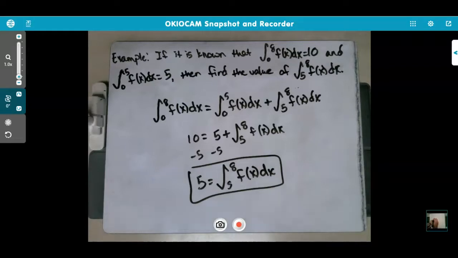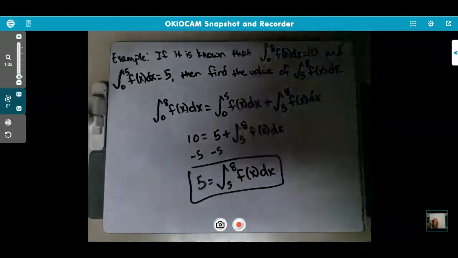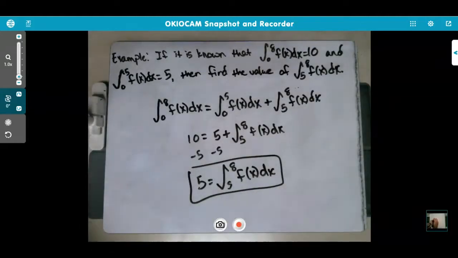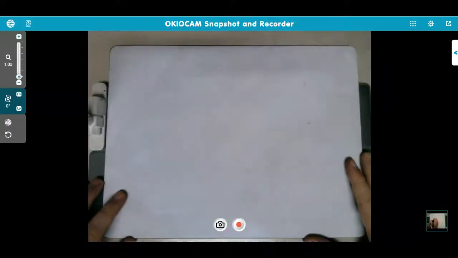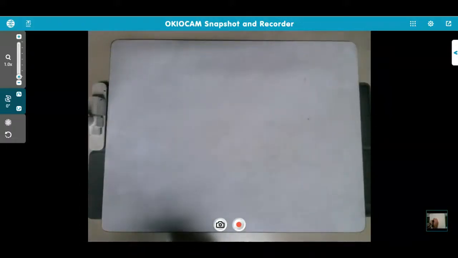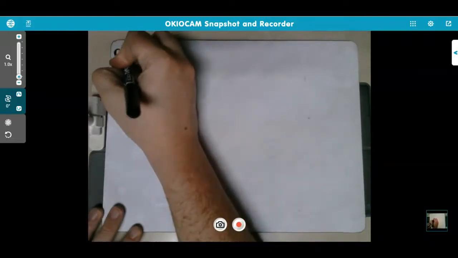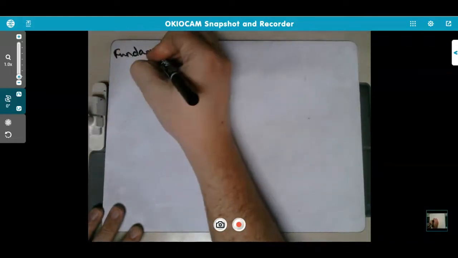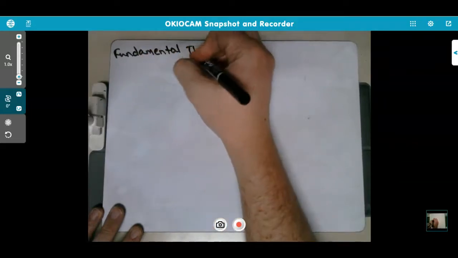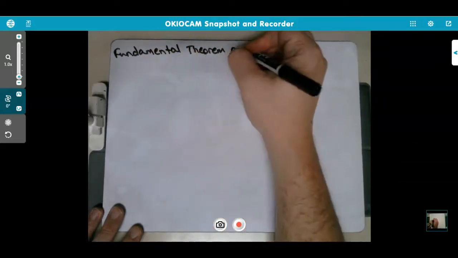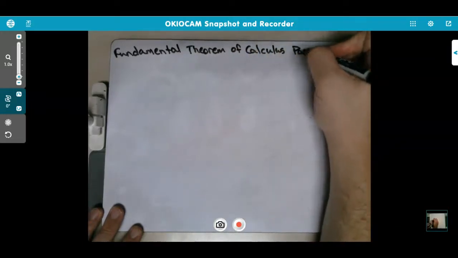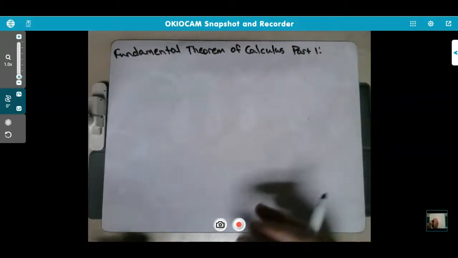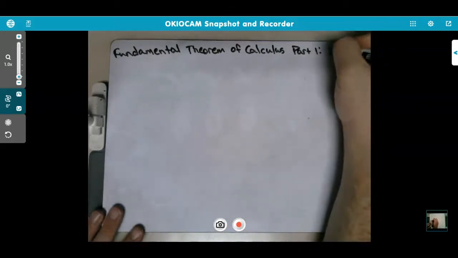All right, so now I want to work towards actually finding what an integral is. That's what I want to do. The first way I'm going to do that is with the fundamental theorem of calculus. But this is only part 1. We will get to part 2 here soon. This is part 1.